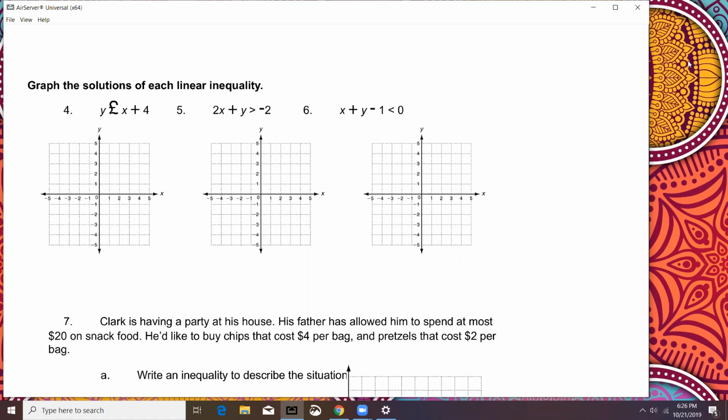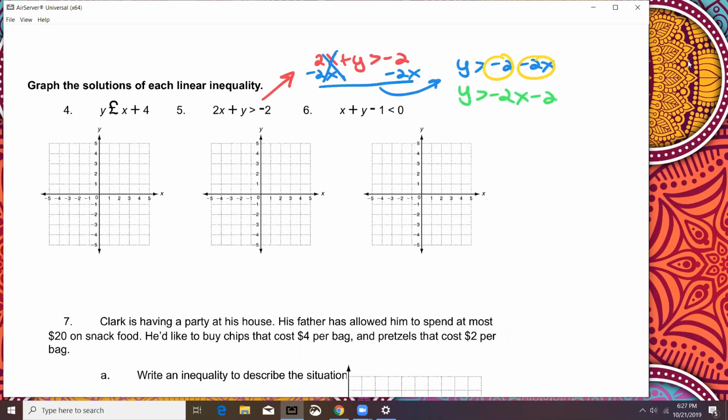Okay. All right. So with number 5, in order to graph this one, we want to start by writing it in slope-intercept form. So we have 2x plus y is greater than -2, and I want to get the y by itself. So I'm going to subtract 2x from both sides. So I am left with y is greater than -2 minus 2x, which means the same thing as y is greater than -2x minus 2. So this is what I'm going to graph.